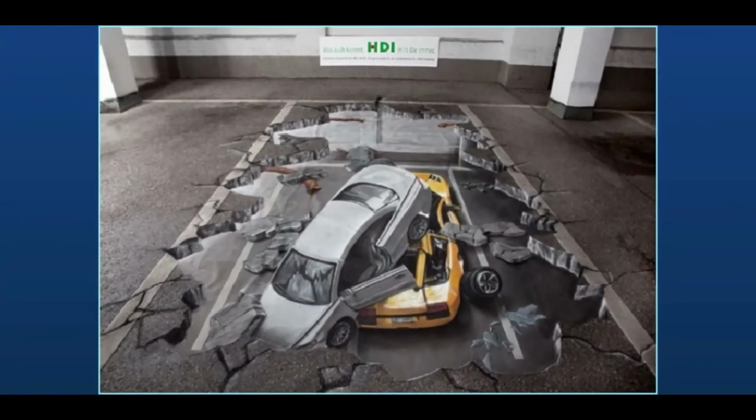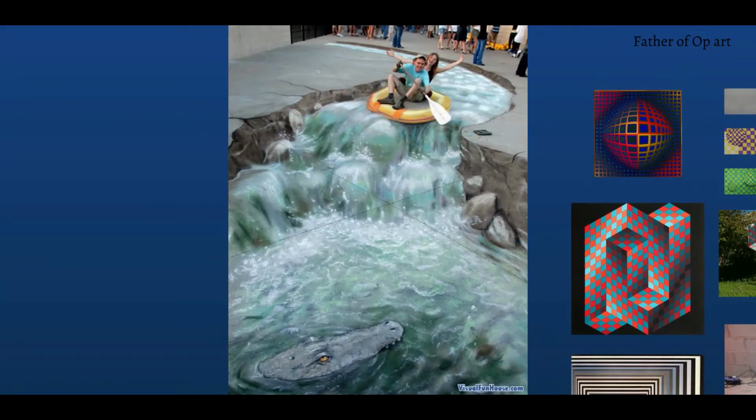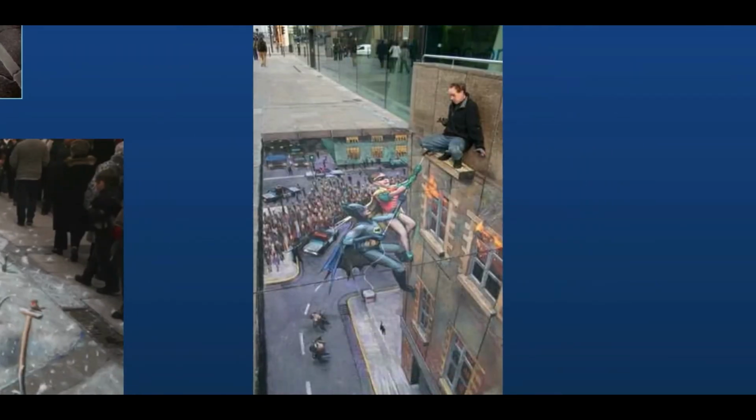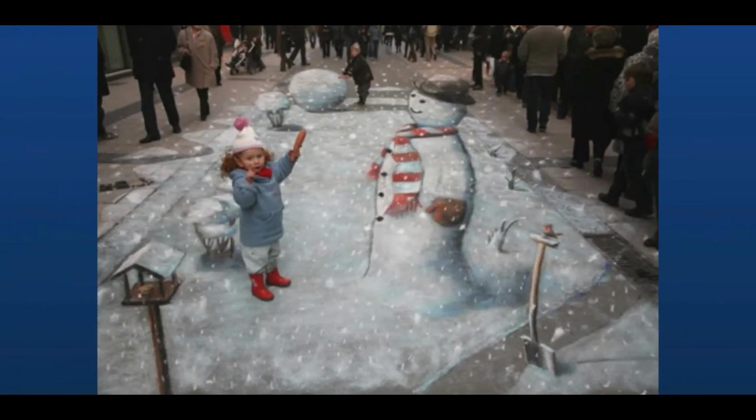Here we have a fun parking spot. And a not so fun tubing trip. And here he's got the world below him. And here we have Batman and Robin to the rescue. And again, here is his daughter. Everything else is drawn.